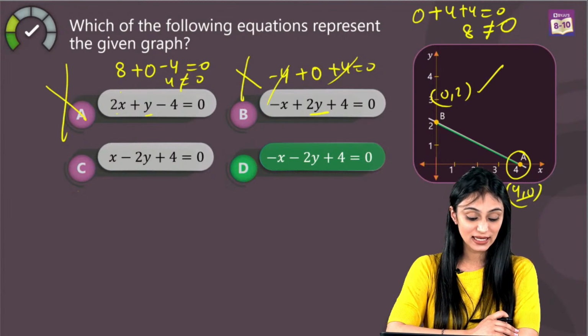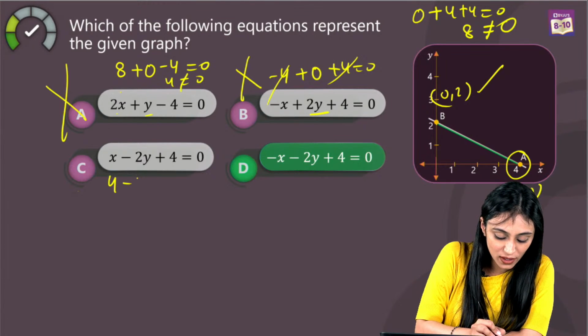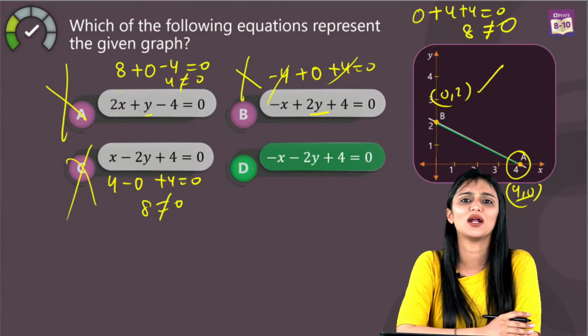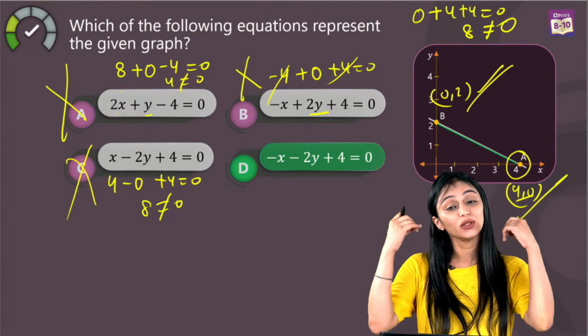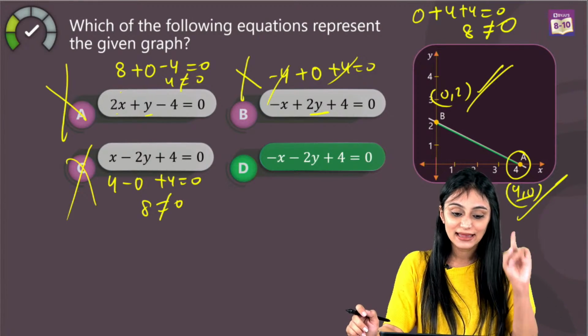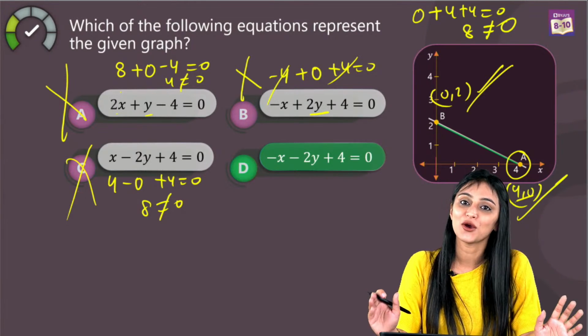Coming to option number C, x minus 2y plus 4 equal to 0. Put (4, 0) over here. X is 4, y is 0. What do we see? 8 is not equal to 0. This also can't be our answer. Coming to option number D, if you substitute these points here, both the points will satisfy the equation. That means option D is the right answer for this question.